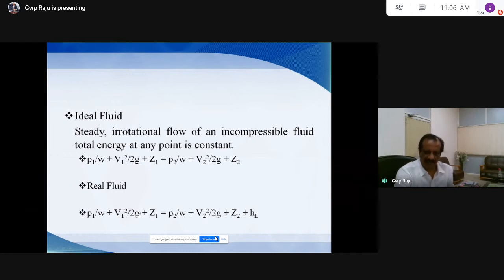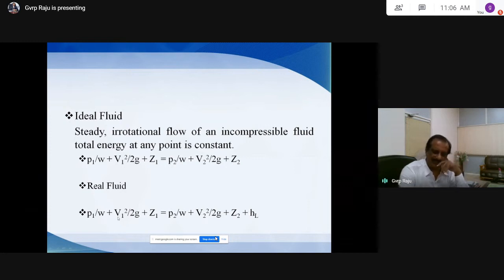HL is the loss of head between points 1 and 2 when there is a flow from 1 to 2. Because it is a real fluid, you can expect viscosity, and when the fluid is flowing from point 1 to 2, you can expect an opposite force acting on the flowing fluid, due to viscosity. This is the loss of head here.